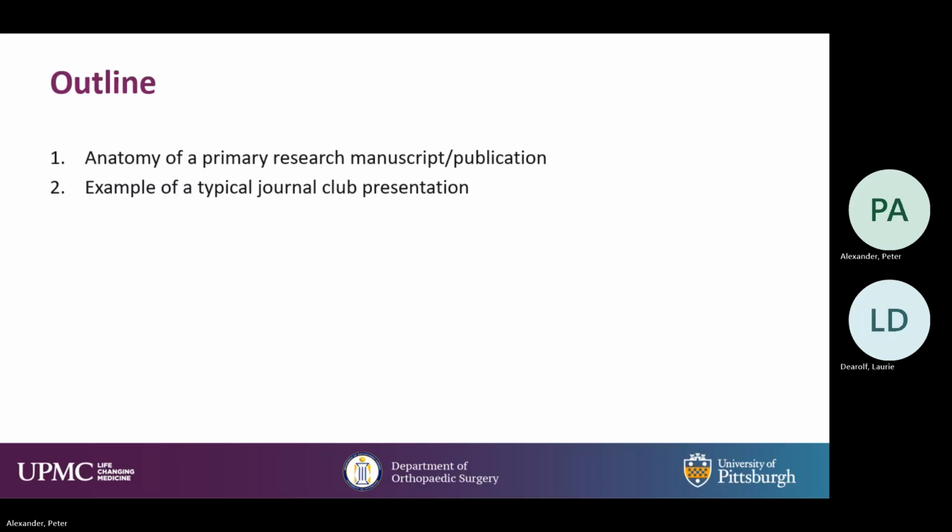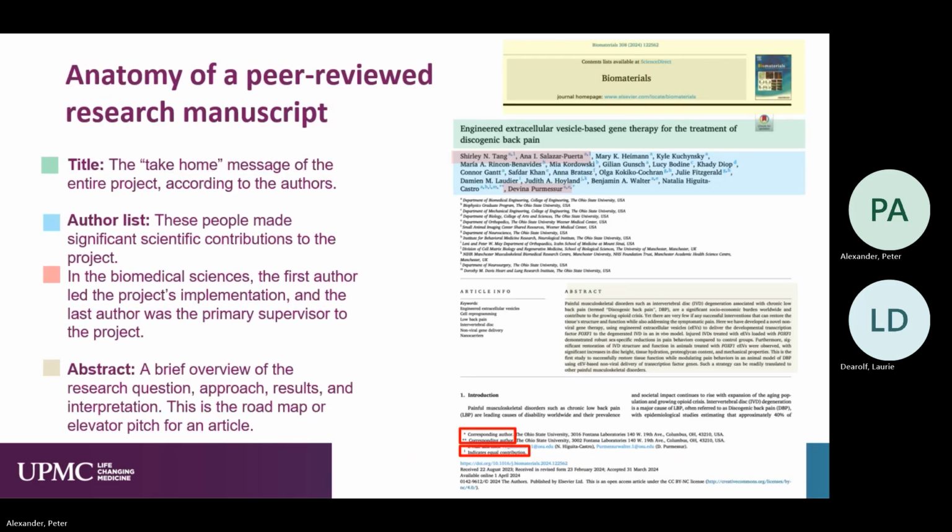There it is: Anatomy of a Primary Research Manuscript, an example of a typical journal club. On the right is a typical first page of a peer-reviewed manuscript in a journal. This one's in Biomaterials, which is what I'm going to be reviewing today. I'm using the paper that I'm presenting today as my example. Just some basic parts: the header is, generally speaking, the information about the journal itself and the publisher. The title, highlighted in green, is often a very descriptive, almost sentence-like title that describes the message of the article according to the authors.